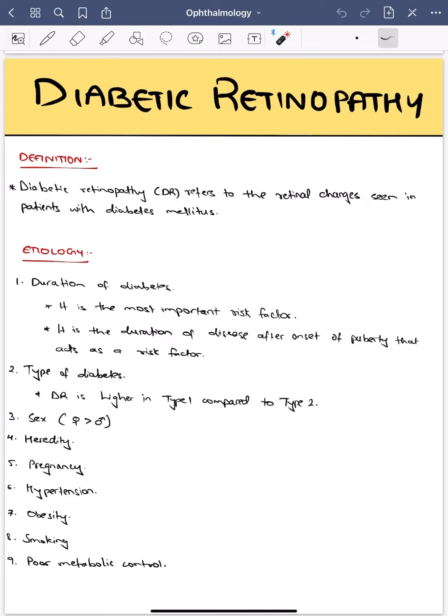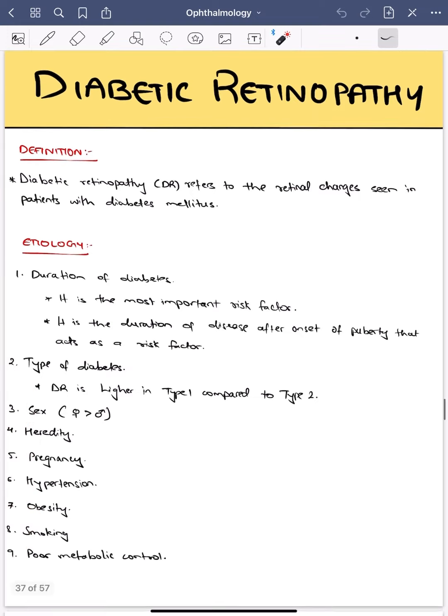Now, coming to the etiology. The etiological factors include duration of diabetes, the type of diabetes, sex, heredity, pregnancy, hypertension, obesity, smoking, and poor metabolic control. Of these, the most important risk factor is the duration of diabetes, and it is the duration of disease after the onset of puberty, that is, after the age of 12 to 13 years, that acts as a risk factor. Okay, so the duration of diabetes is the most important risk factor.